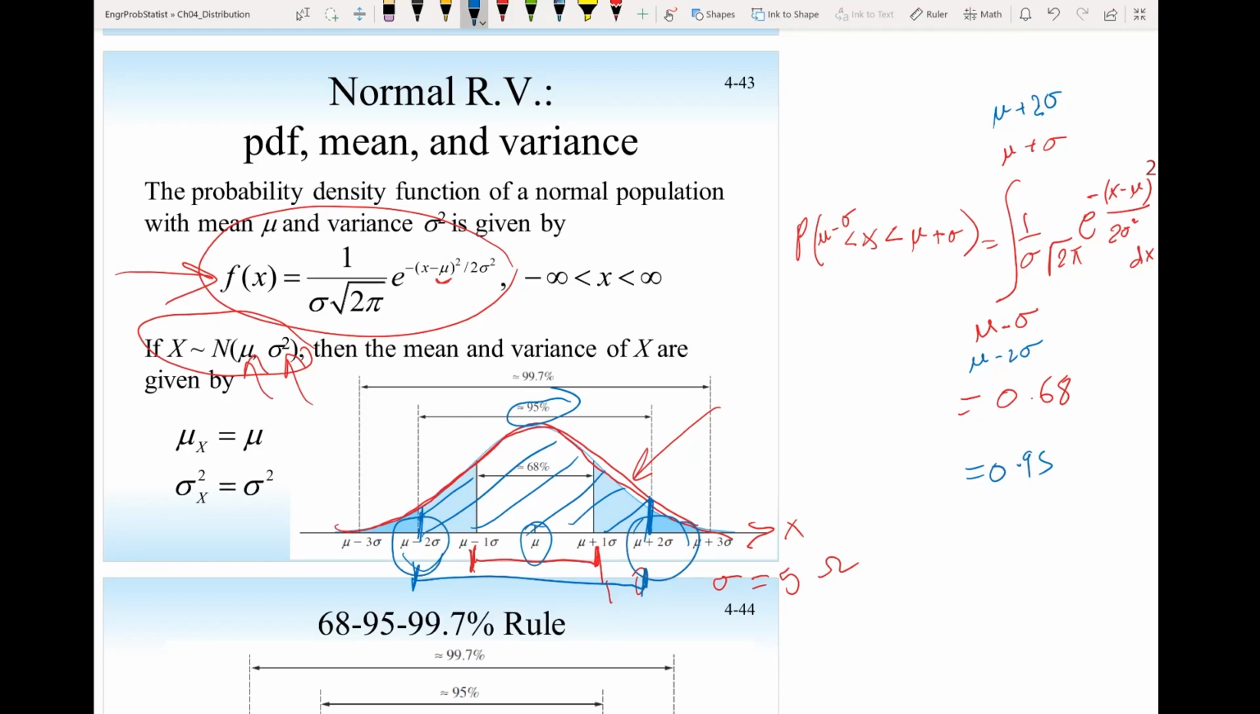Now the evaluation of this integral is not easy. You cannot evaluate it by hand. We use computers to do the evaluation or tables. We create tables to give us the values for different values of x. And if I want to find the probability that the random variable x is less than a specific value, let's say x0, then I will integrate from minus infinity to x0 of this density function.